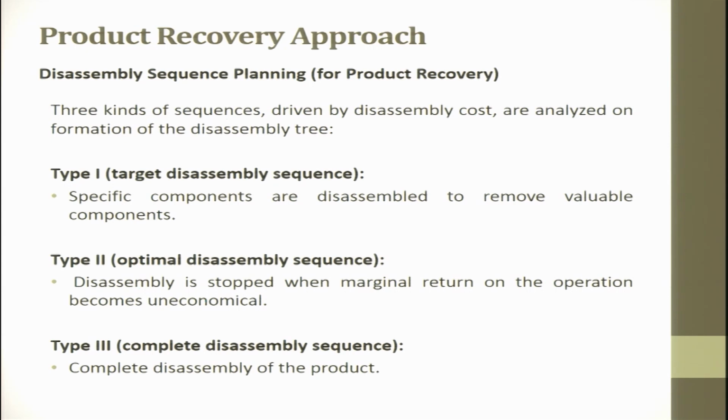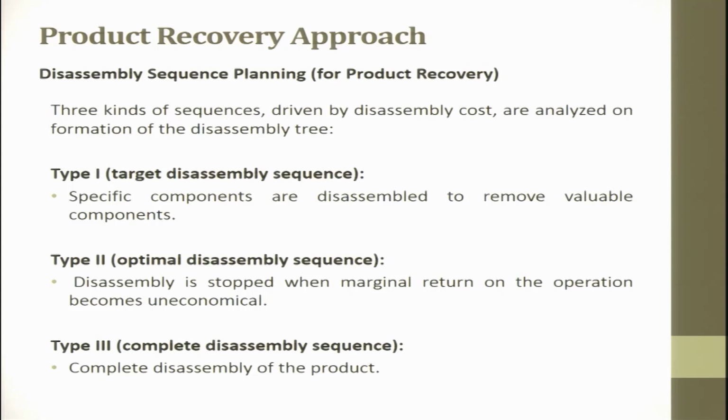You keep removing till a time that you know that these are the parts, and when you try to dismantle it, you are not going to make money out of it, stop there. So, disassembly is stopped when marginal returns on the operation become uneconomical. Type 3 is a complete disassembly of a product, a complete disassembly sequence. So, you have target disassembly, optimum disassembly and complete disassembly. All these are disassembled keeping the optimization parameter as cost or time. So, cost and time can be linked.